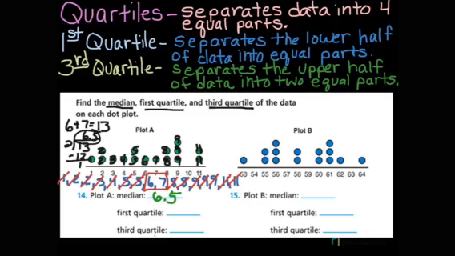Okay, so now I'm going to find the first quartile. So looking at my definition, the first quartile separates the lower half of data into equal parts. Now that I know the median is 6.5, I know that would be right about here in my set of data. Then I just work with this lower half of data. So I've already done my red marks to cross out numbers. So I'm going to use a dot this time. And I'm going to find the median of my lower half.